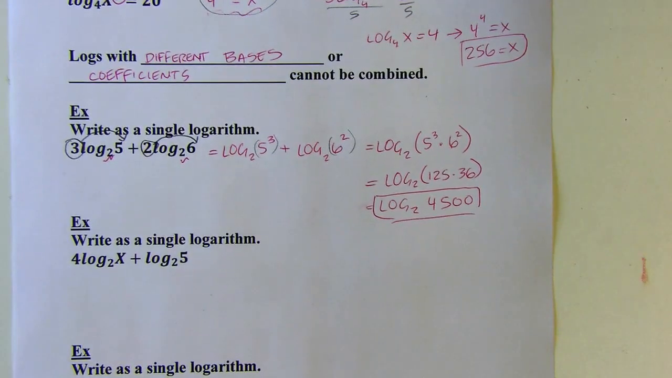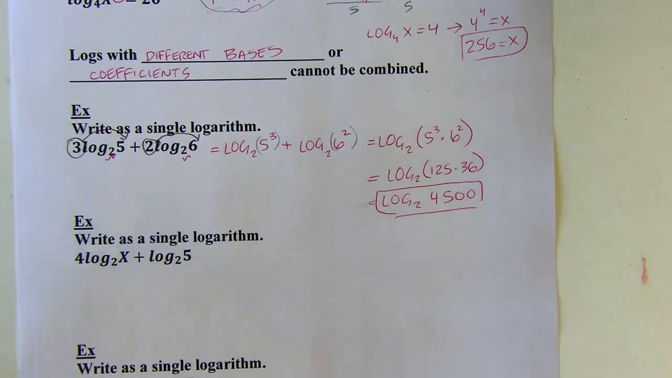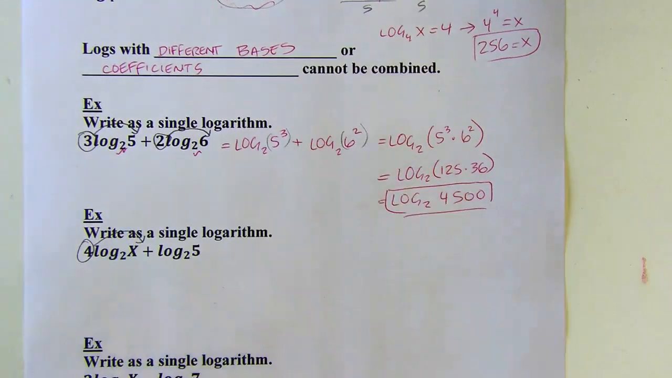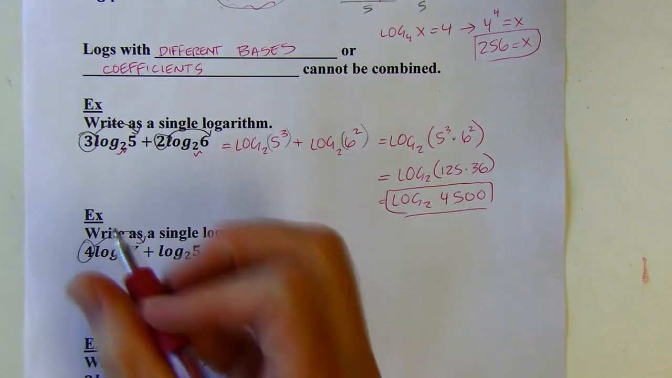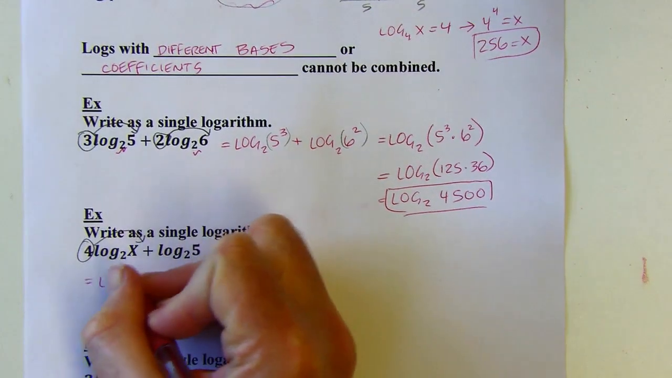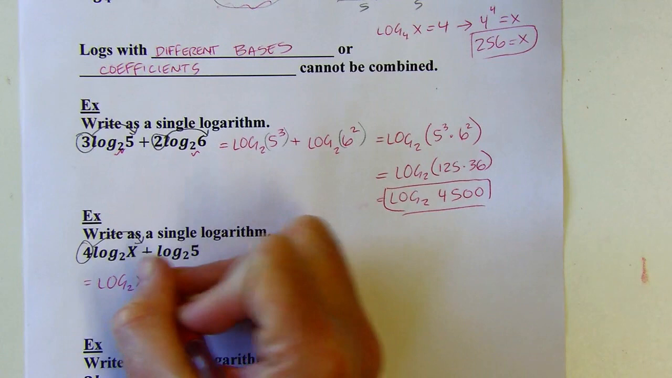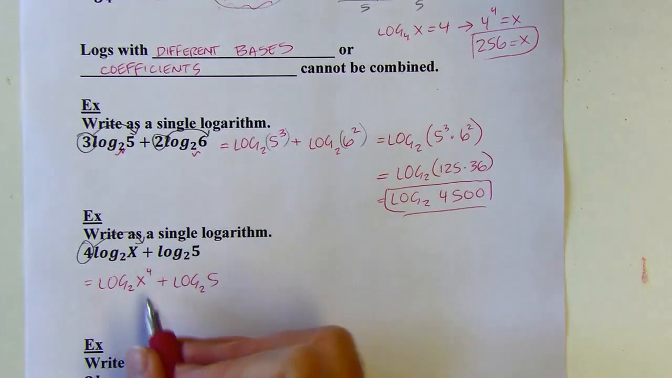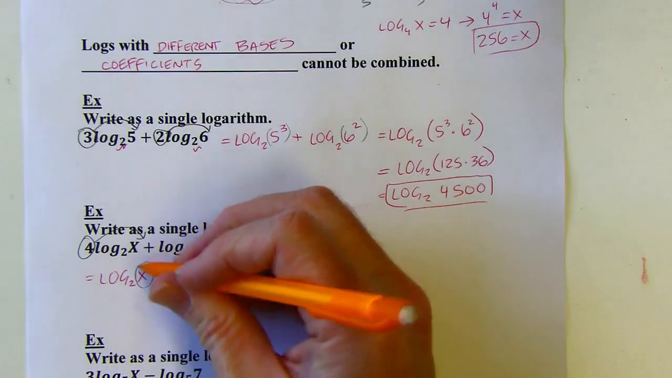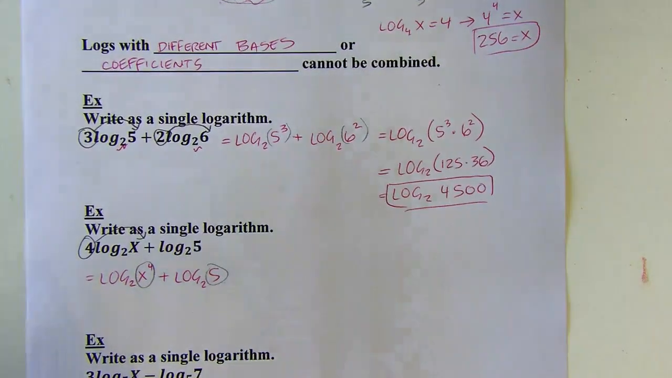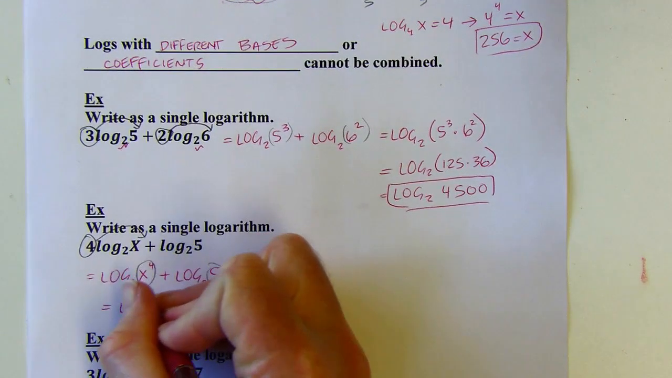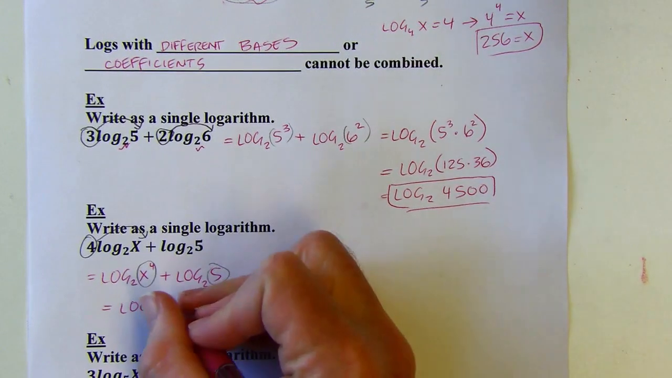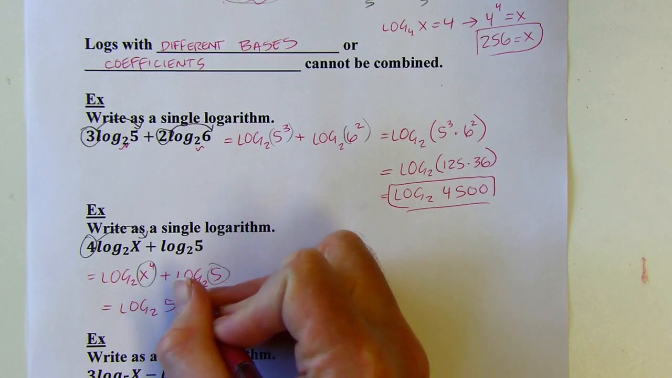Okay, all right, same kind of deal here. So before I combine these, I've got to move that 4. I'm using the power rule. Now I can multiply the contents together to combine this into a single log. So it's going to be x to the 4th times 5. Well, I'm going to write that as 5x to the 4th.